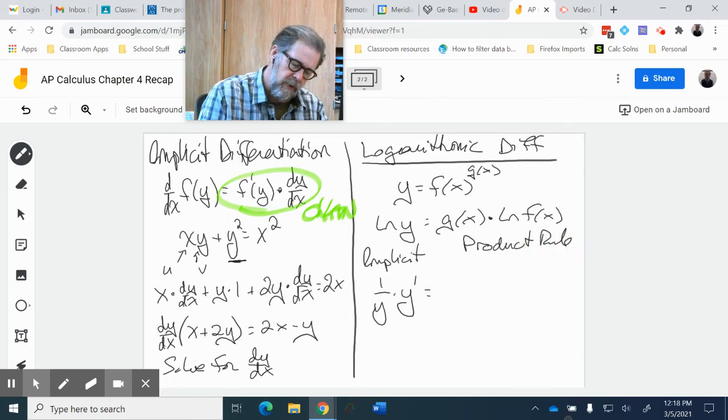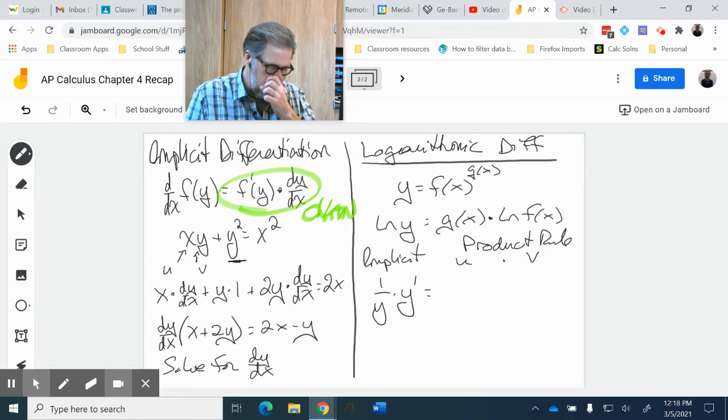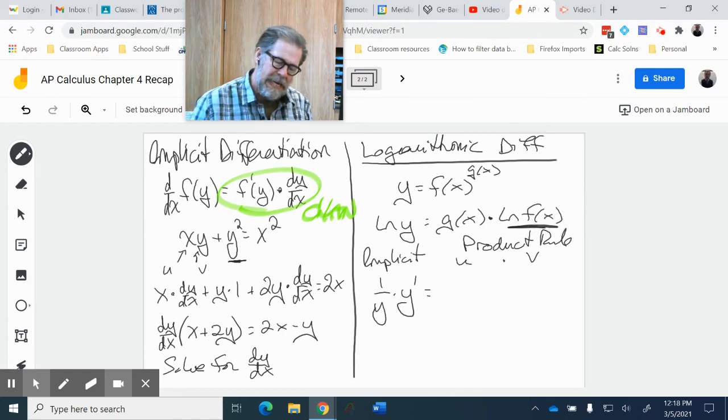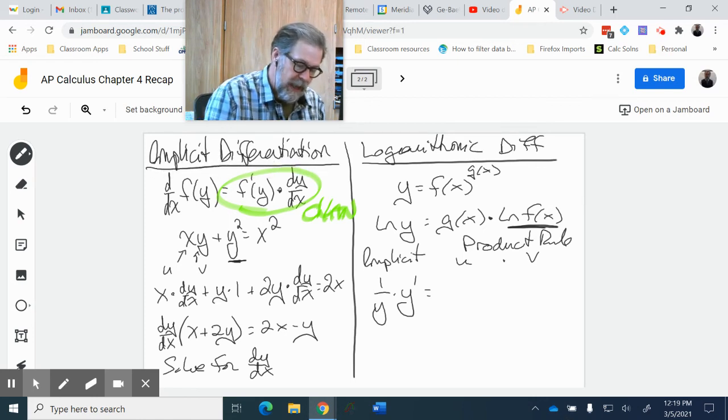And so we've got g of x is u, natural log of f of x is v, and you would work your way through it. I'm not going to do the whole example here, but you would just work your way through using the product rule. And of course, don't forget the chain rule when you get to natural log of f of x, with natural log being the outer function, f of x being the inner. There's a little hint for you. All right, so that's our third process.